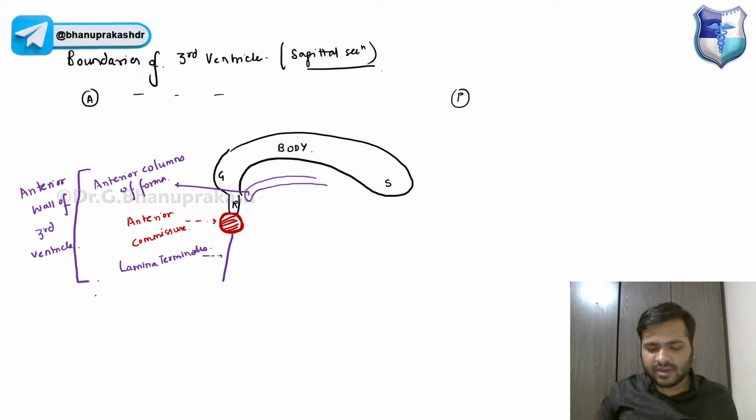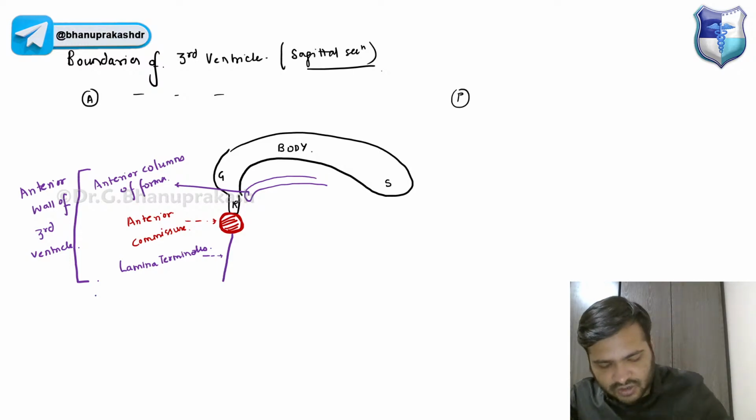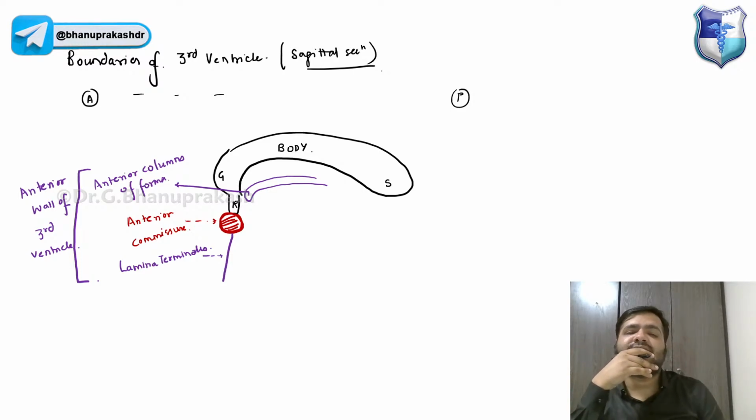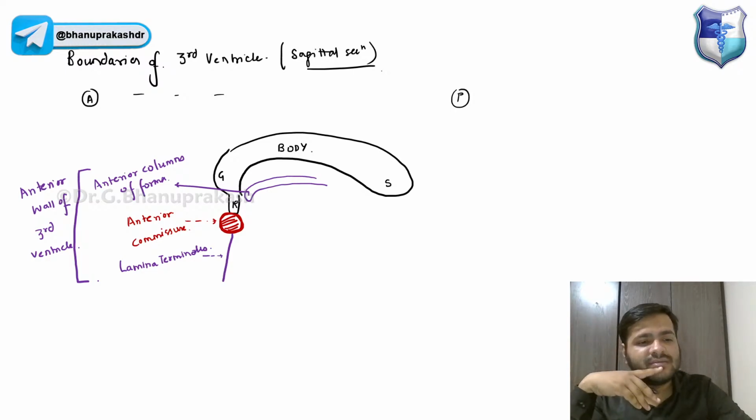I have already taught you the anterior commissure yesterday also, right? We have discussed this anterior commissure yesterday as well. So the fornix comes from behind to front, so we have the anterior columns of the fornix, the anterior commissure below the rostrum, and a very thin layer of gray matter, that is the lamina terminalis, right?